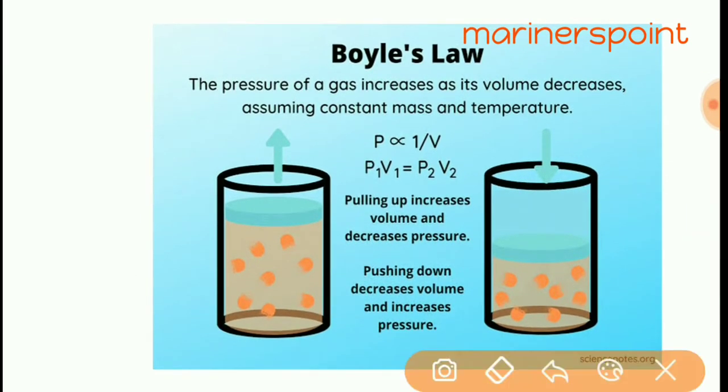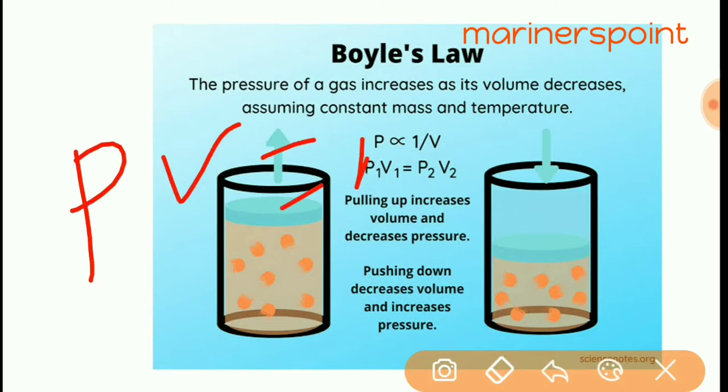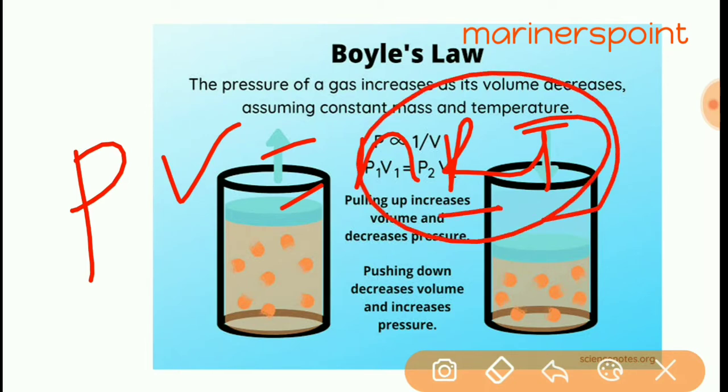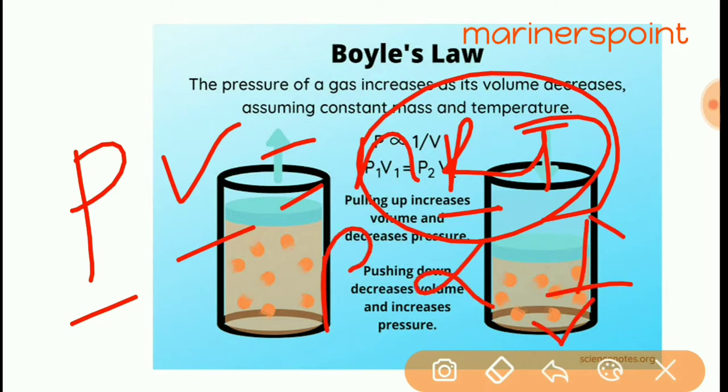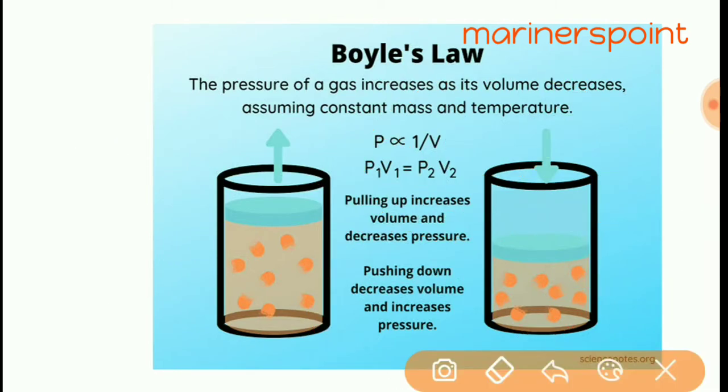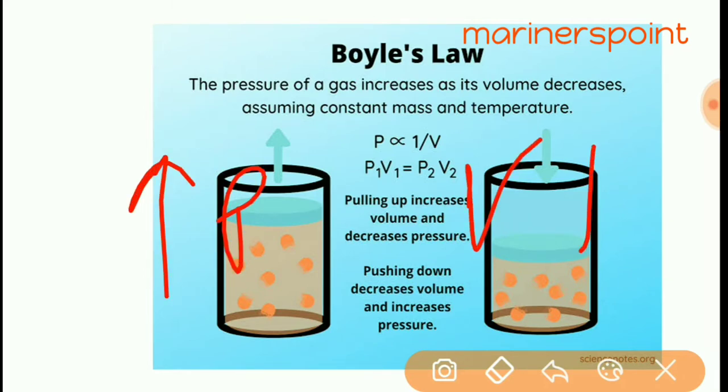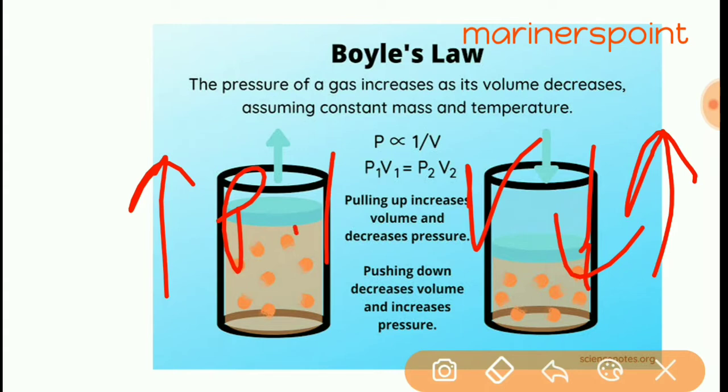In Boyle's law, first we need to know about the ideal gas equation. The ideal gas equation is PV equal to nRT. In Boyle's law, it is said that when the number of moles, the constant R, and the temperature are constant, there is a relation between pressure and volume of gas. What is the relation? Pressure is inversely proportional to volume. It means when you increase pressure, volume will decrease, or when you increase volume, pressure will decrease.